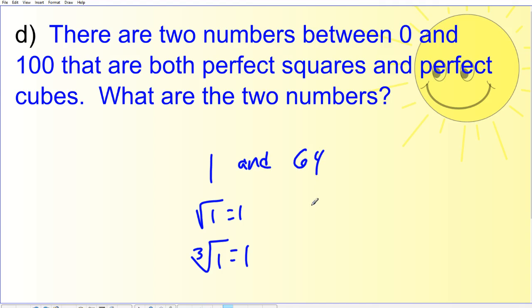64 is also a perfect square and a perfect cube, because if you take the square root of 64, you get 8. And if you take the cube root of 64, you get 4. Those are the only two numbers that are both a perfect square and a perfect cube. Every one of the other numbers from our tables would only be one or the other. And there are probably more than just these numbers, but the ones less than 100, these are the only two.